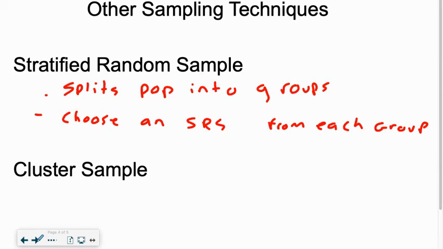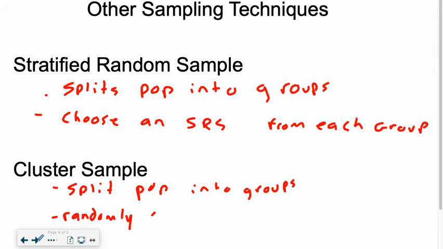East High School. A cluster sample is splitting the population into groups as well. But then instead of choosing a simple random sample from each group, we randomly select a cluster. And then we sample everyone in the cluster.